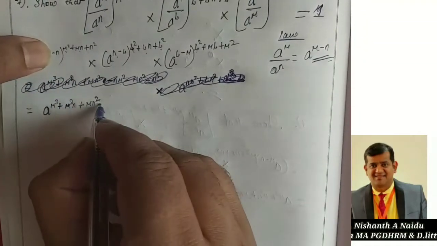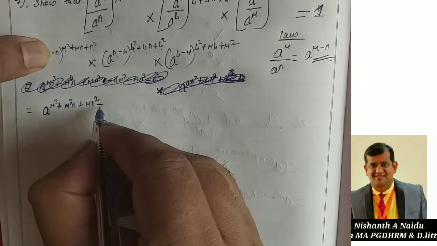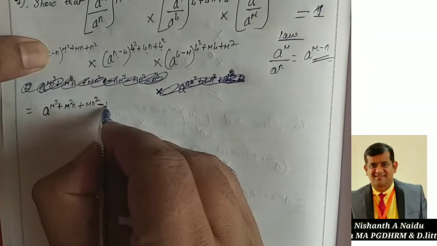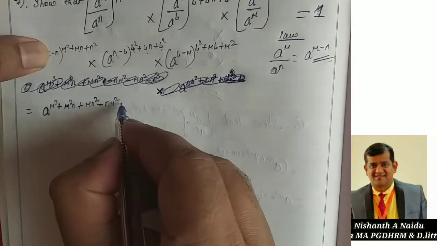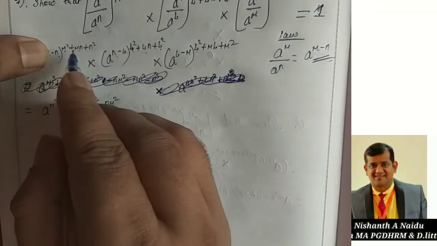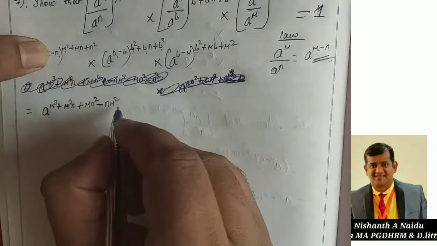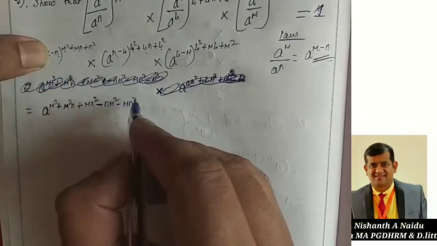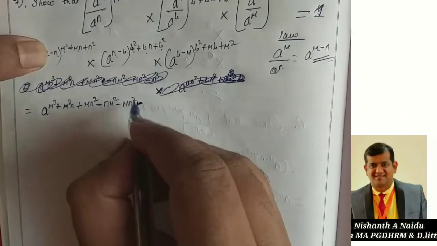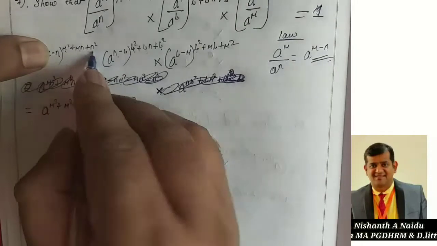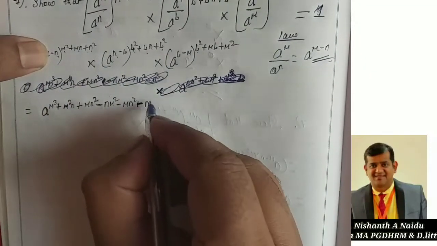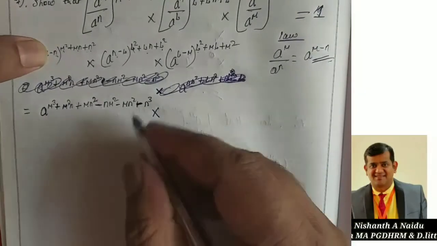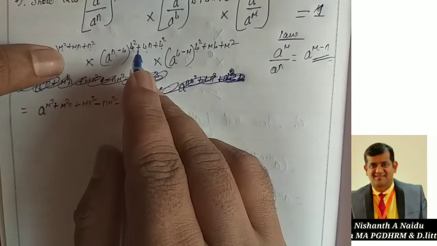Now minus n. Since the minus symbol is there, minus n into m square, so that becomes minus nm to the power 2. Minus n into mn becomes minus mn to the power 2, because n into n. Minus n to the power 2 that becomes minus n to the power 3.